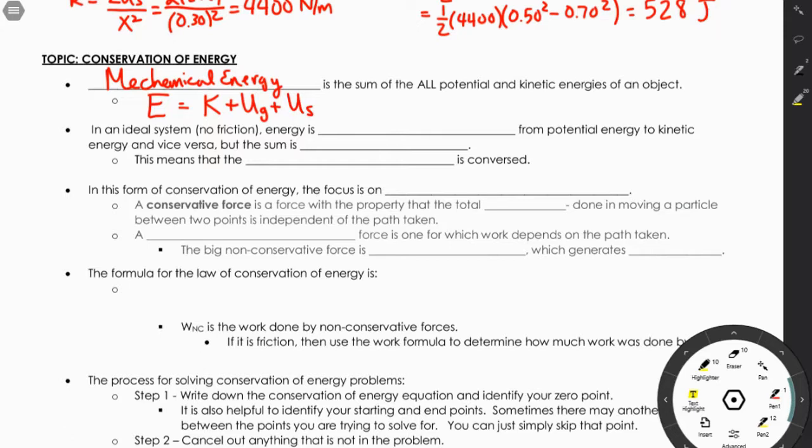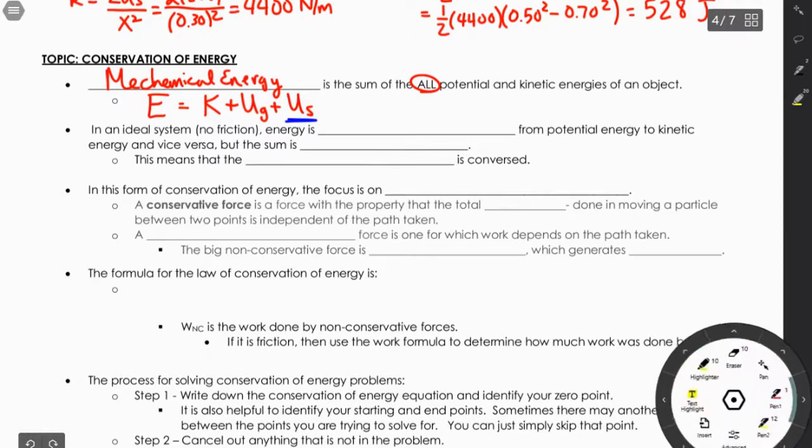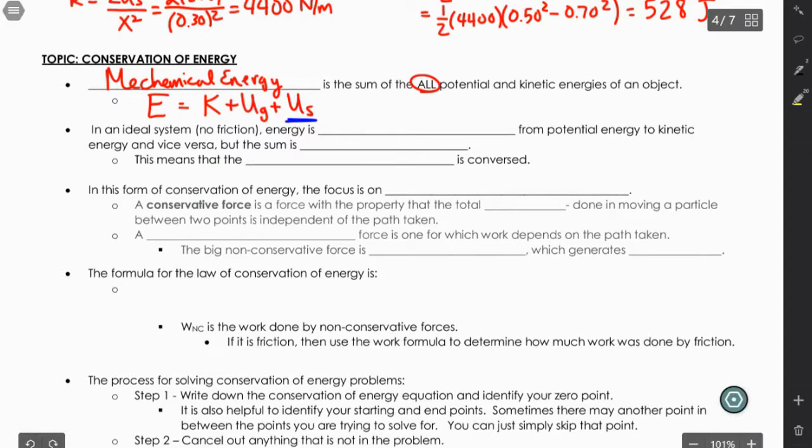So remember, it's the sum of all potential energies and kinetic energy. And the one potential energy that a lot of students will forget is the spring, okay? So remember, what we classify as any conservative force will do work or has a potential energy associated with it, okay? Now, in an ideal system, which means no friction, energy is transferred from potential energy to kinetic energy and vice versa. But the sum is always constant.